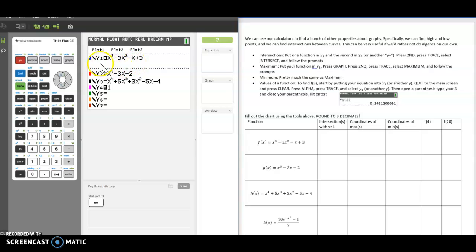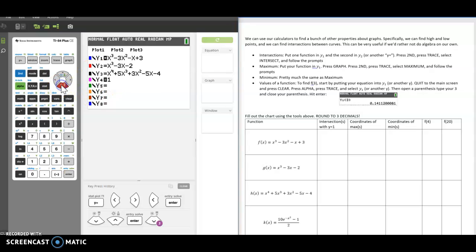So what do we do from here? You may see that this one is highlighted, and these two are not, and this one is. I can turn equations on and off by going over the equal sign and hitting enter. If I scroll down, you can see it's no longer highlighted. I go back up, turn it back on, then when I hit graph, it will only graph the ones that are highlighted. So you may see down here that I have y4 equal to 1. I'll turn that off for now, and I'm just going to graph this one right here.